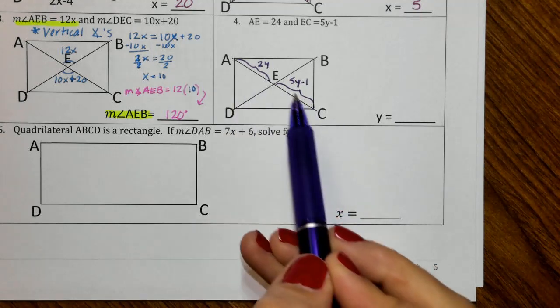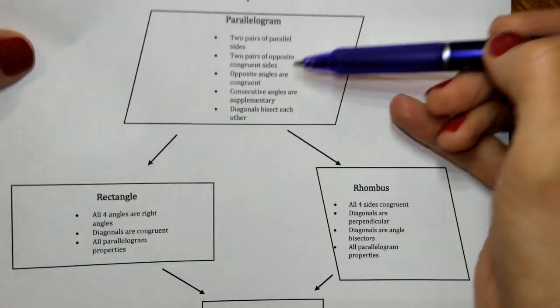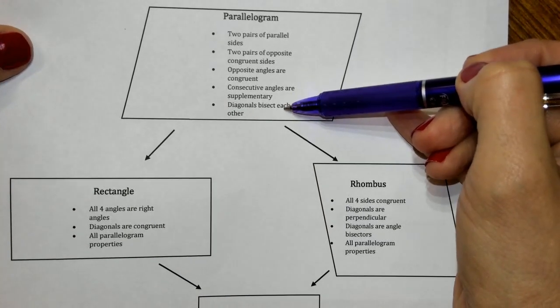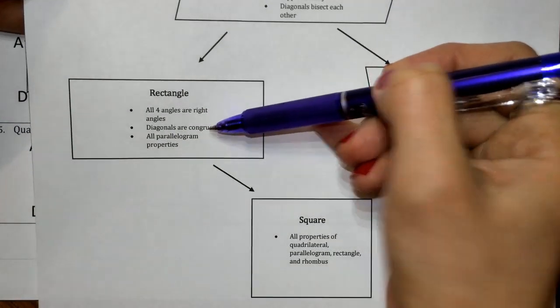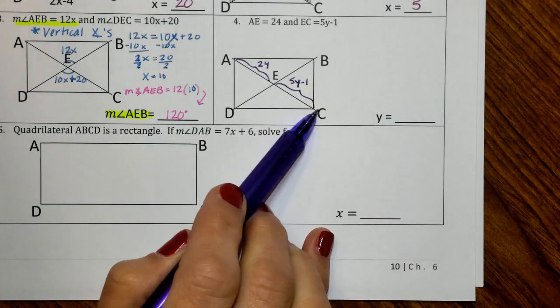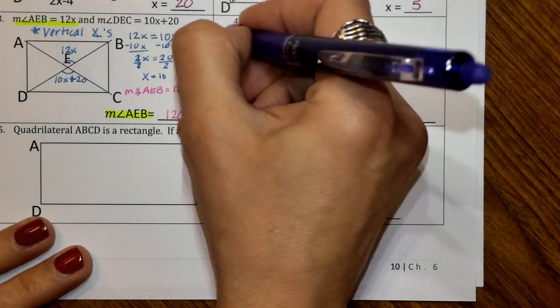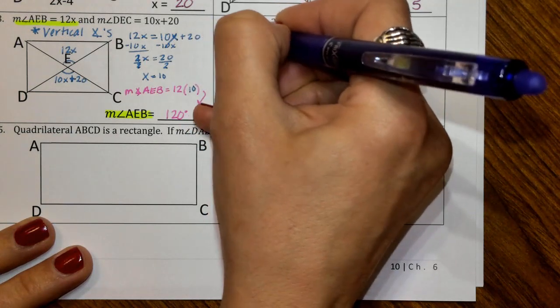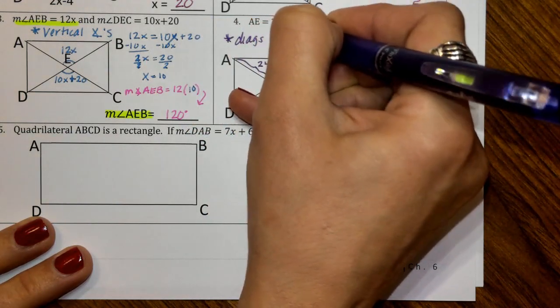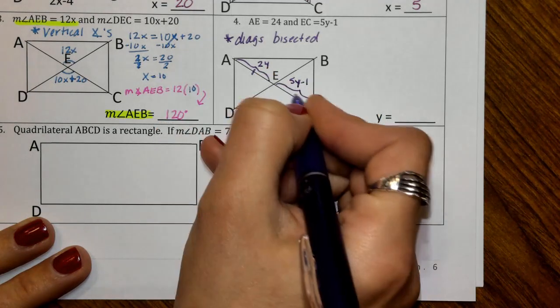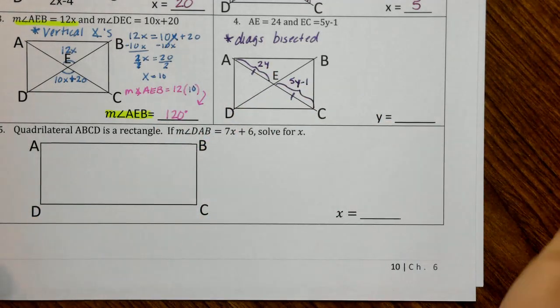We're dealing with the diagonal. So the two things we talked about with diagonals is that diagonals are going to bisect each other, and that with rectangles, diagonals are congruent. Well, we're dealing with two parts of a single diagonal, meaning the property we're looking at is that our diagonals are bisected. Right here and here, these are congruent. So we set them equal to each other.